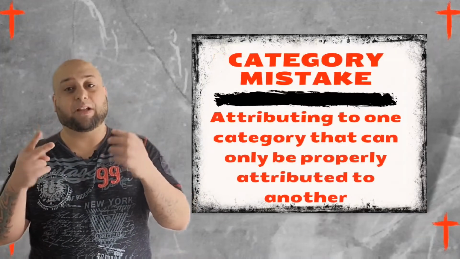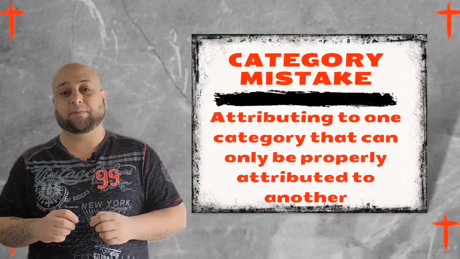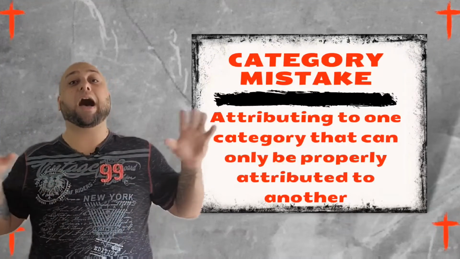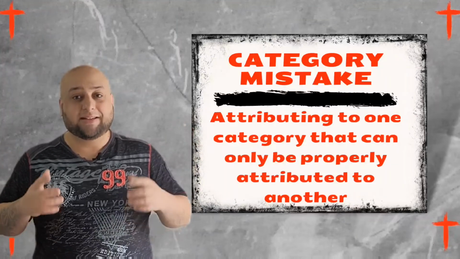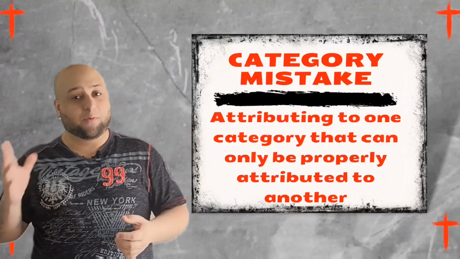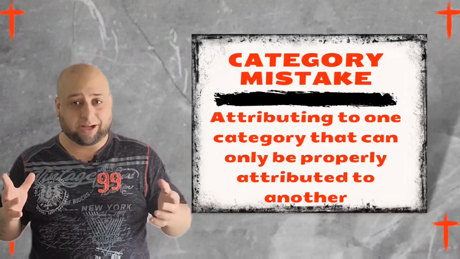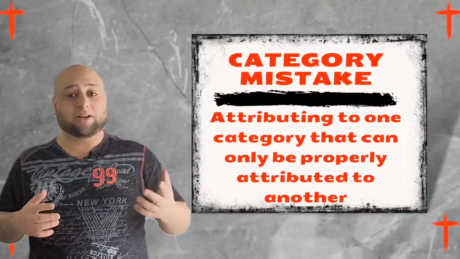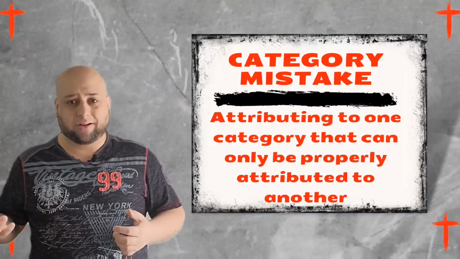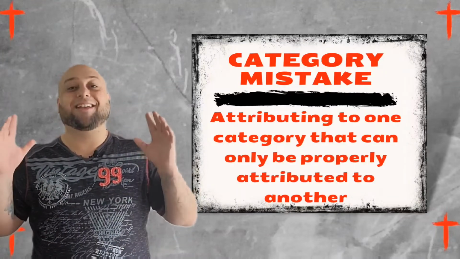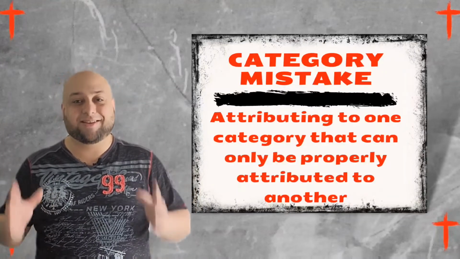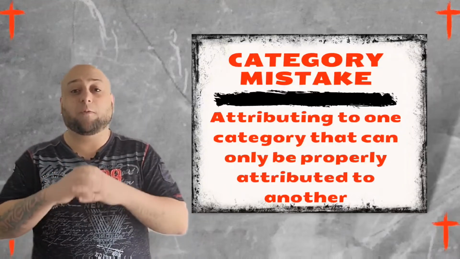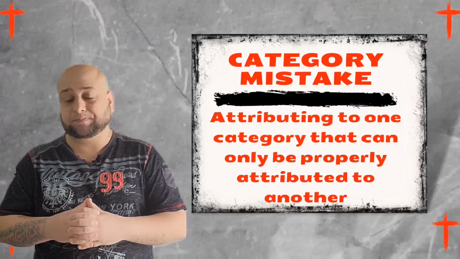Number 7 is category mistake. This one is really easy to figure out because the statement will not make any sense at all. Technically, it's attributing the facts of one kind to another kind. An example would be, "Saying God exists is like saying electric cars should run on blue water." I know you're like, what? Exactly, that's my point. It doesn't make any sense. There are things they're mentioning that just don't fit well with each other.